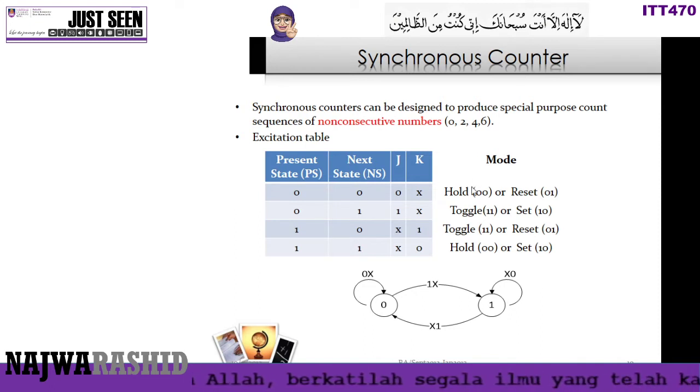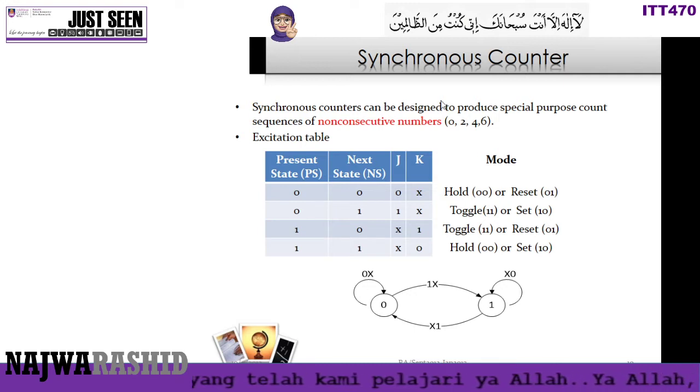If the condition is 0, 0, J and K are 0, 0, so the mode will be hold. If J equals 0 and K equals 1, that means reset. We can have two possibilities, 0, 0 and 0, 1, because we have 0X, and X can be 1 and X can be 0. The next part we have toggle and set. At this point, if present is 0 and next state is 1, then 1, 1 is toggle. If 1, 0, the mode is set.